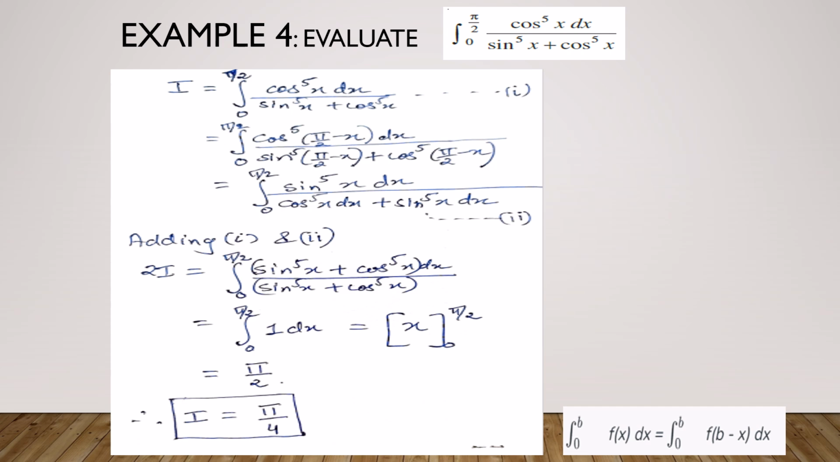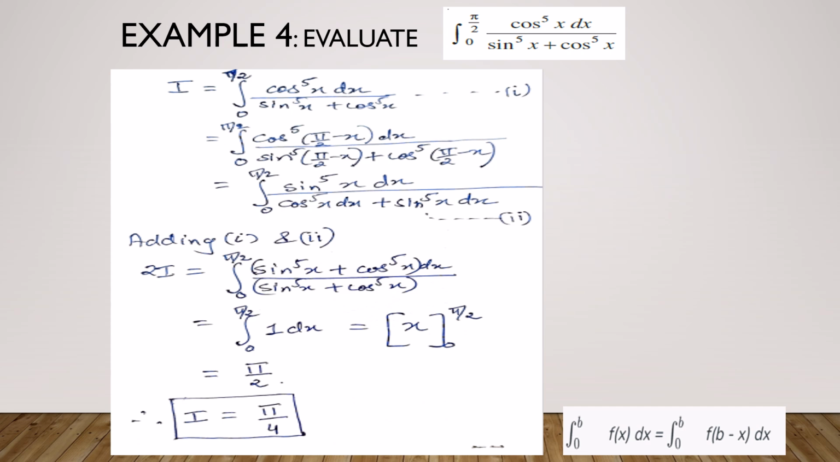So first the numerator will be cos raised to 5 of pi by 2 minus x. That means if you are having cos of pi by 2 minus x, you know that is sin x. So now it will become sin raised to 5 x. Similarly in the denominator sin raised to 5 will become cos raised to 5, and cos raised to 5 will become sin raised to 5, because pi by 2 changes the function. So now what we are having is the same integral. The given integral, say that is 1, and the same integral we have written in the form of 2.